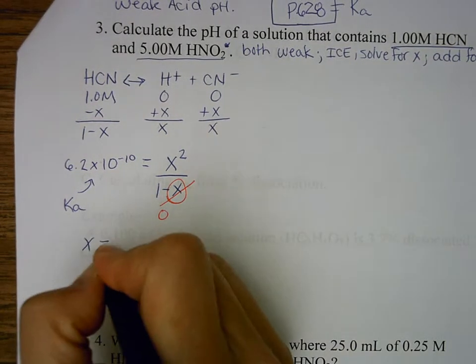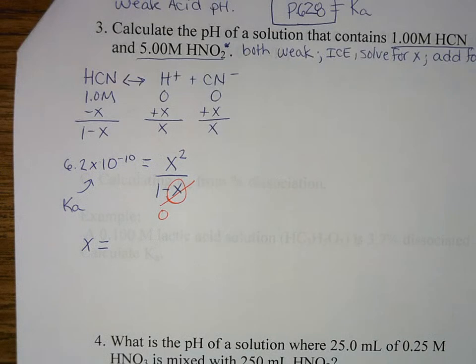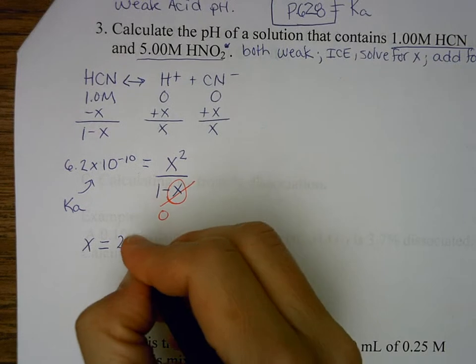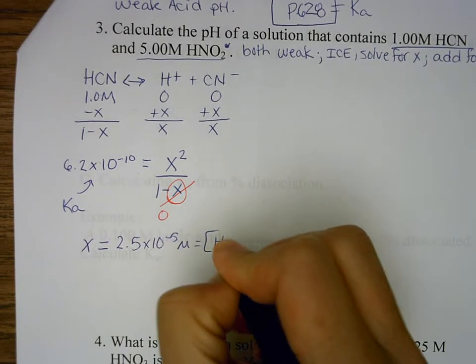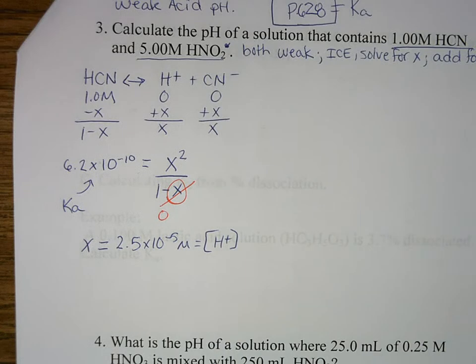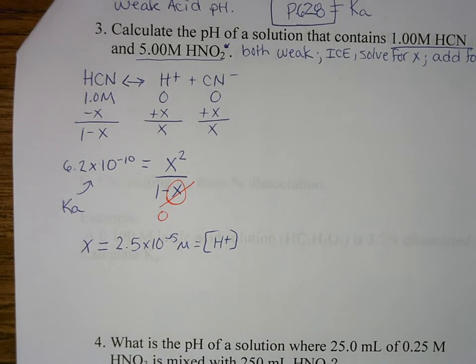I'm not going to spend a lot of time talking about solving for X because we've solved for X a lot. It's the process of putting everything together at the end. So X equals 2.5 times 10 to the negative 5 molar. That's the hydrogen ion concentration. That comes from the hydrocyanic acid.